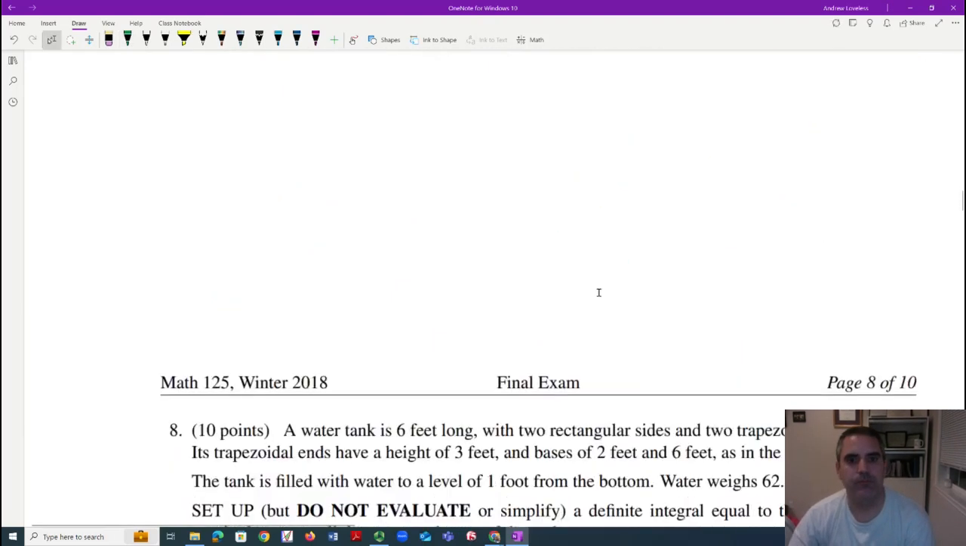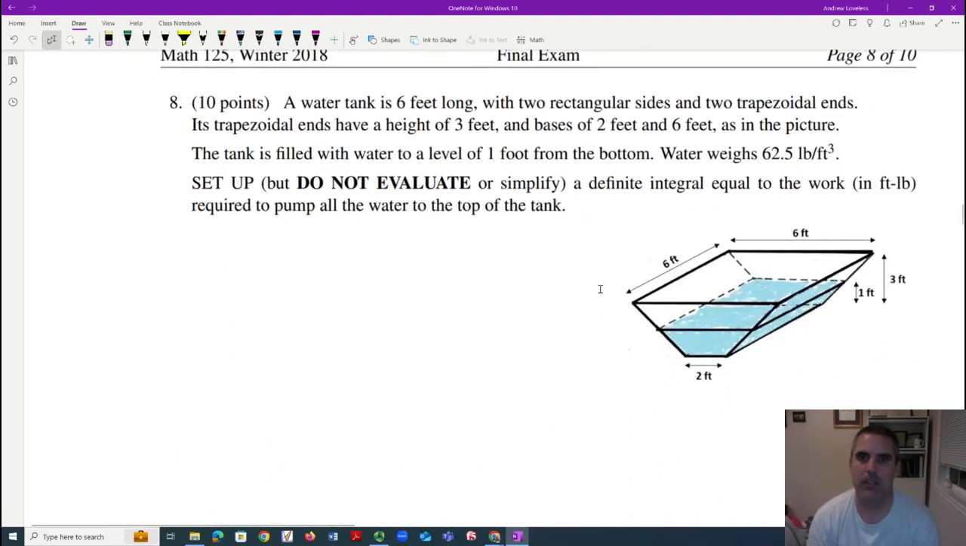Let's keep going. Here we have a tank. We're starting with it at a certain height. Tank is 6 feet long, 2 rectangular sides, ends are trapezoids, and so on. The weight is this. It's filled with water up to a 1 foot level, to lift to the top of the tank. Okay, here we go.